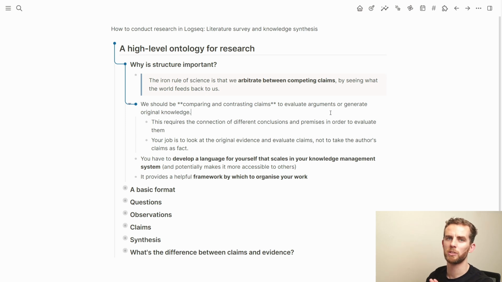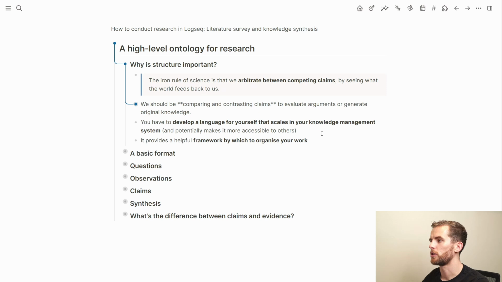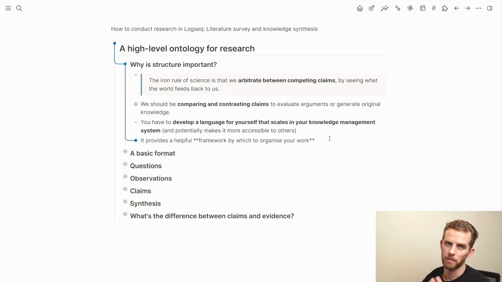You also want to be able to separate what the author of a paper is saying and what the evidence is that they're presenting. And we're going to get a little bit into that now, but that's an important distinction to make up front. Another thing about structuring is that it helps you develop a language for yourself that scales in your knowledge management process. Now, the other thing about this is that it can potentially make it more accessible to others.